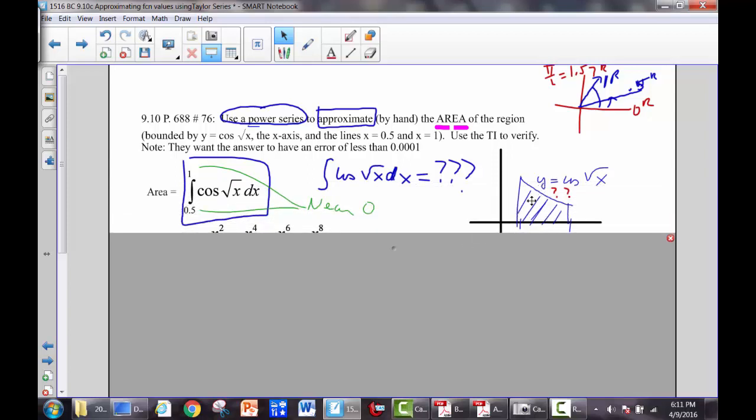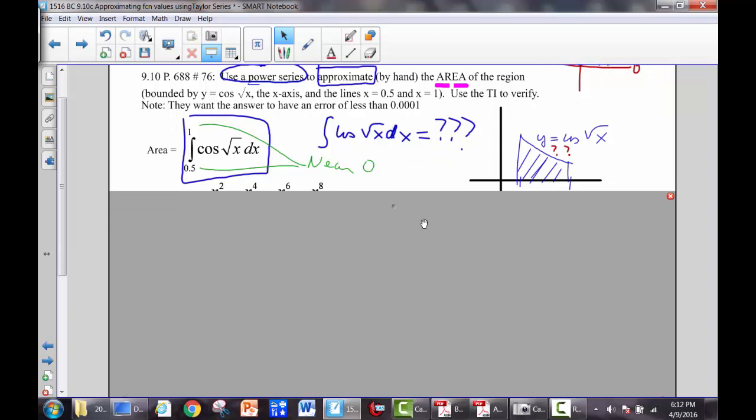So y equals cosine root x, of course. You don't really need to know what the graph looks like, which is why I have these question marks, but you do know that between 0 and 1, the cosine of 0 is 1, and 1 radian is still in the first quadrant, so the cosine is going to be between 1 and 0, so it will be positive.